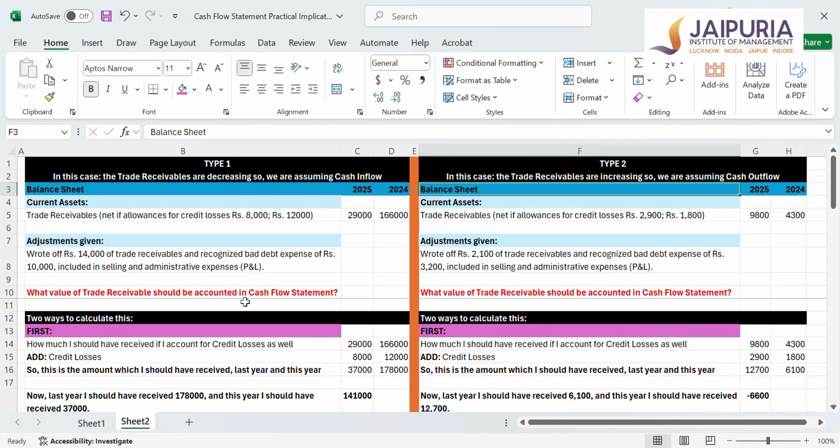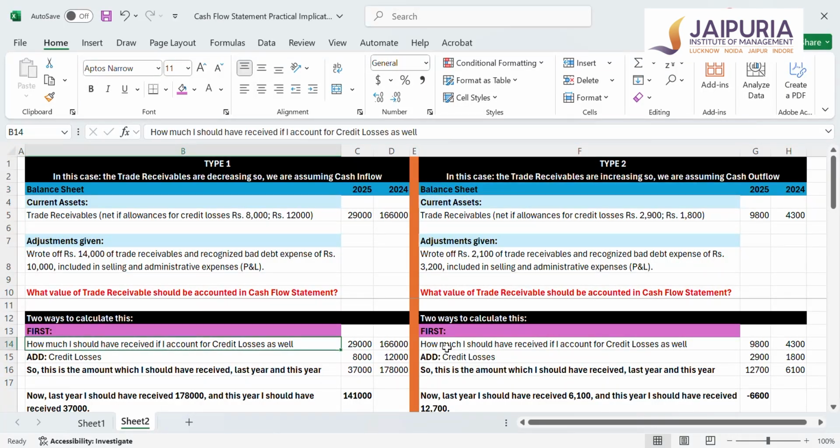In both the cases, the calculations are going to be the same. But how it is different, that we are going to see. The adjustments given in both of the questions are also the same. Actually, there are two ways to solve this. The first one is, what if I account for credit losses as well?